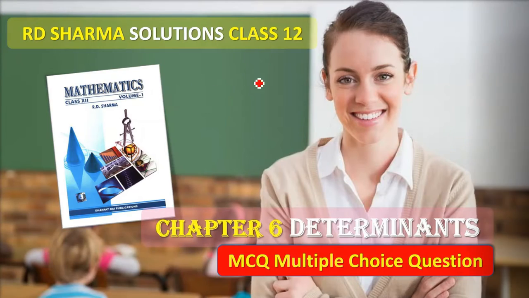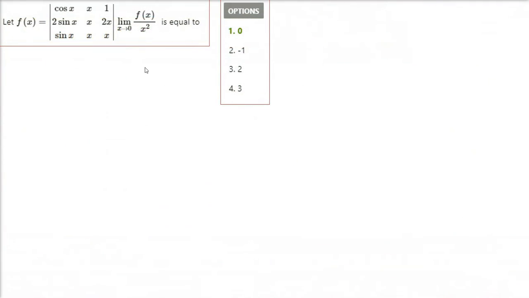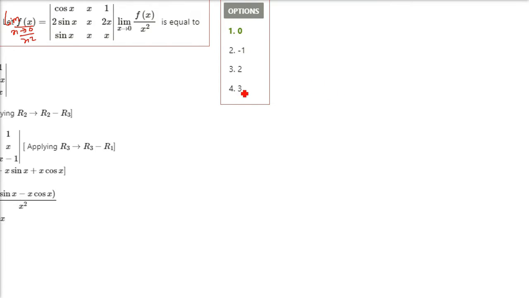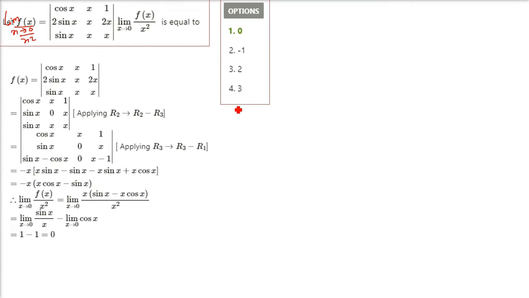This is R.D. Sharma solution, class 12, chapter 6, Determinants, multiple choice questions we are taking. Now let f(x) be this determinant, and we have to find the limit as x tends to 0 of f(x) by x squared. That means we apply the limit x tends to 0 after dividing f(x) by x squared. What will be the value?